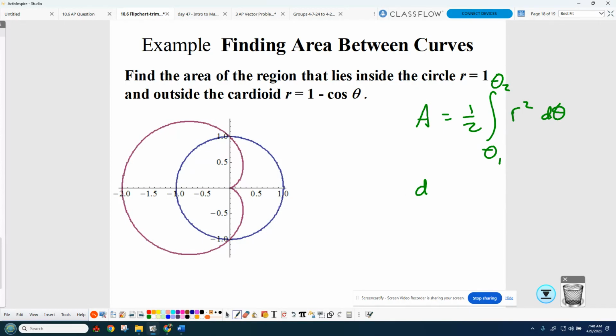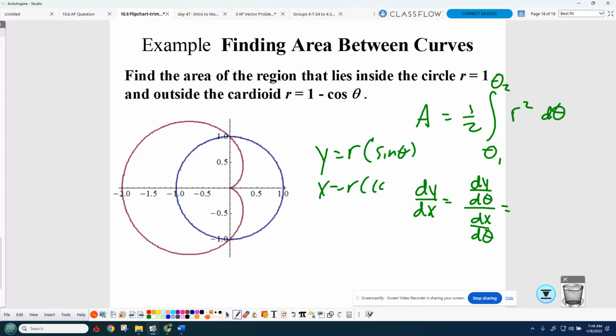And to find dy/dx, you need to remember that y is the equation for r sine of theta, and x is the equation for r cosine of theta, which makes these derivatives yucky, because they will be some kind of product rule, and often product rule with a chain rule.